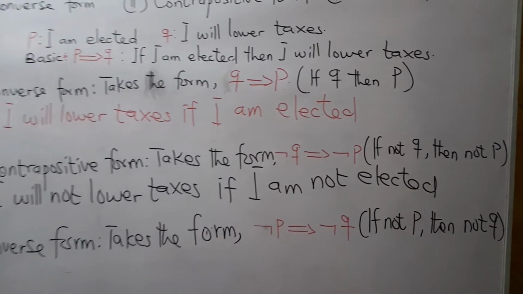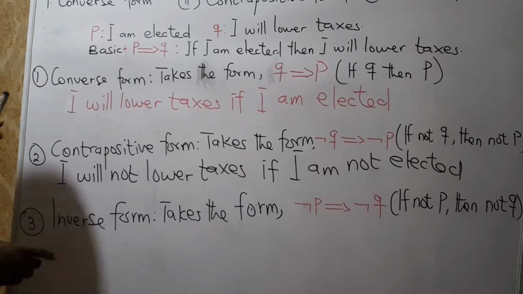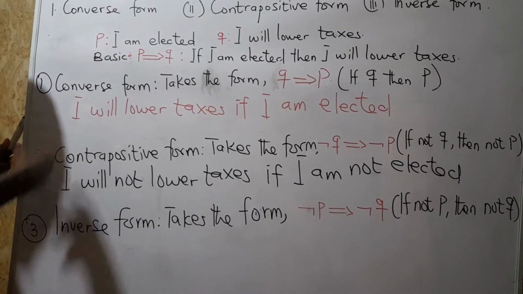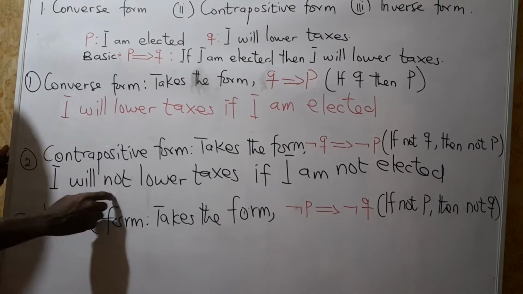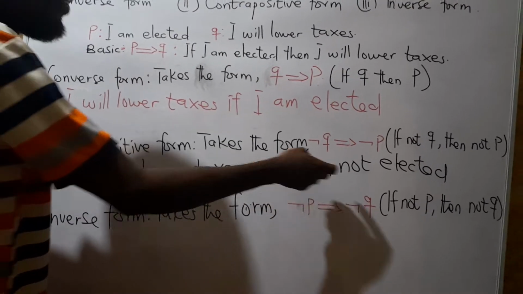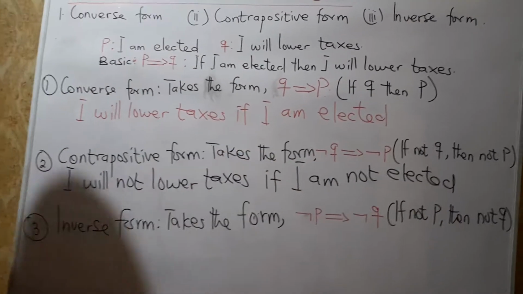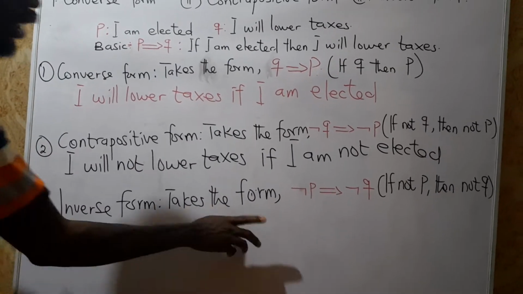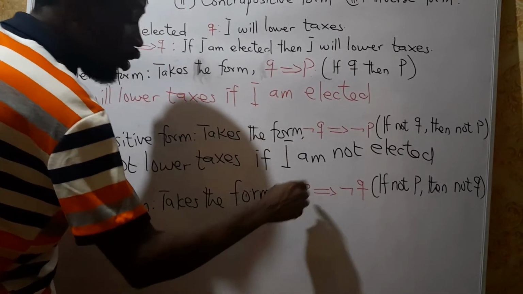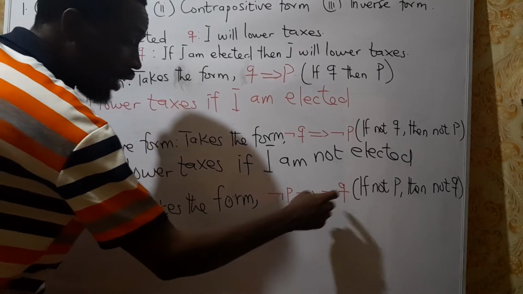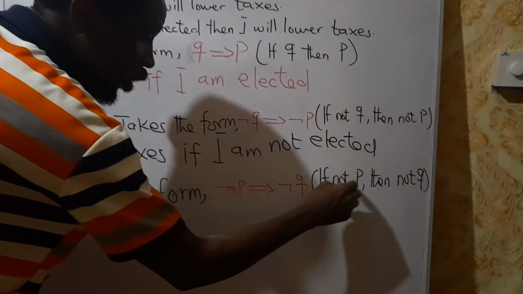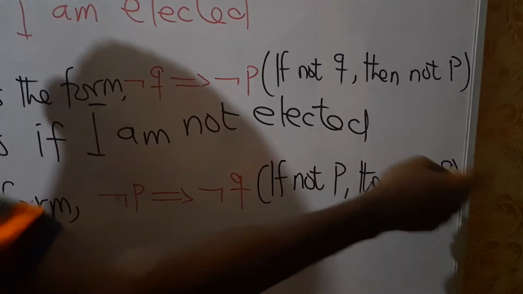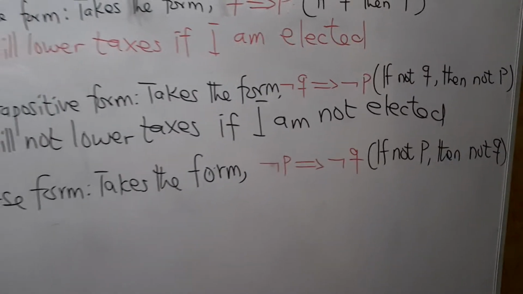So that will be the contrapositive form. It will be: if not Q, then not P. I will not lower taxes if I am not elected. The inverse form takes the form the negation of P implies the negation of Q. That's if not P, then not Q. So how would that be?